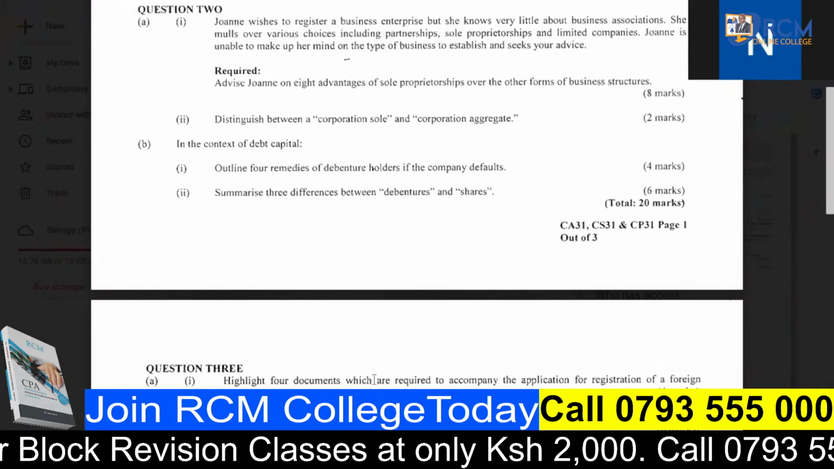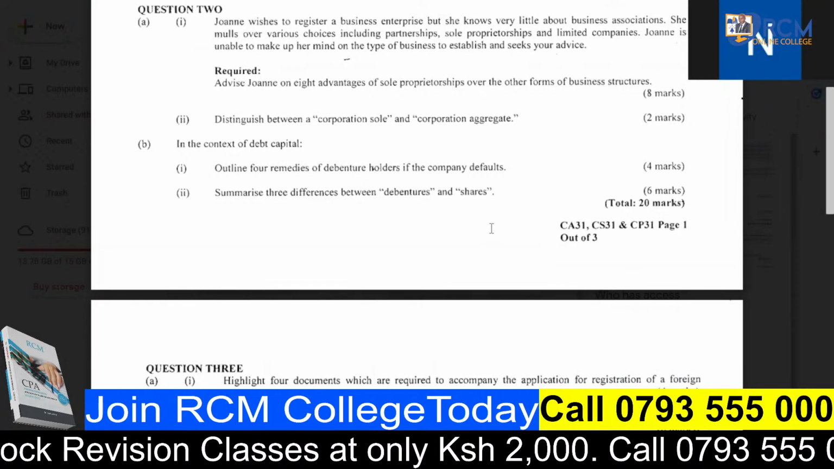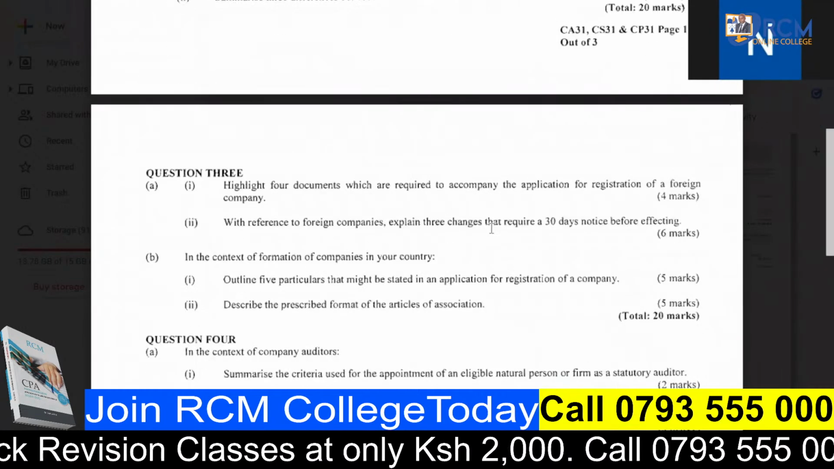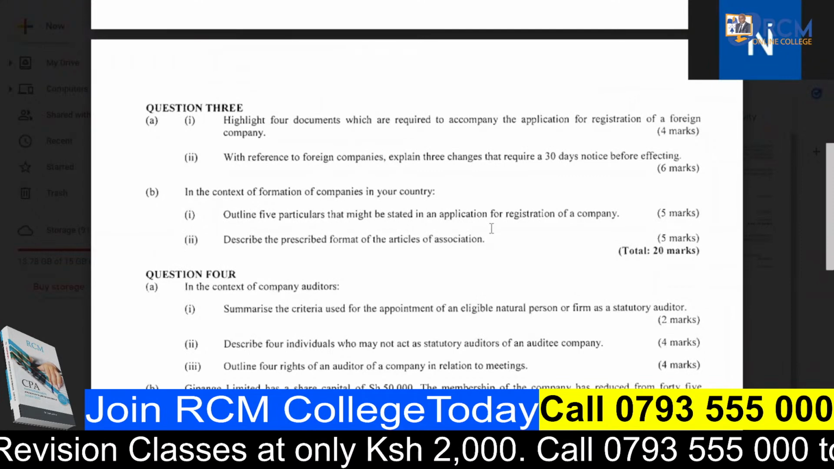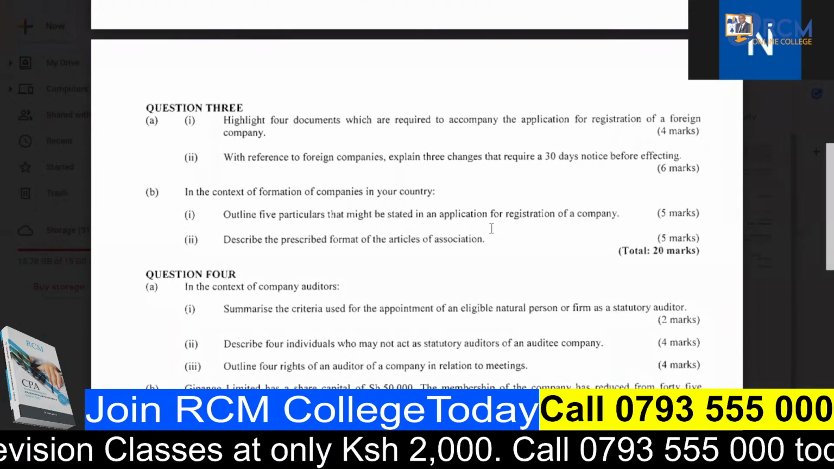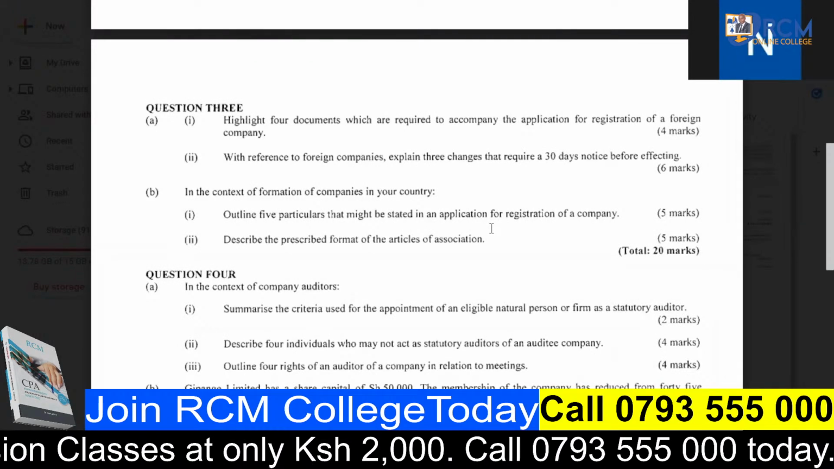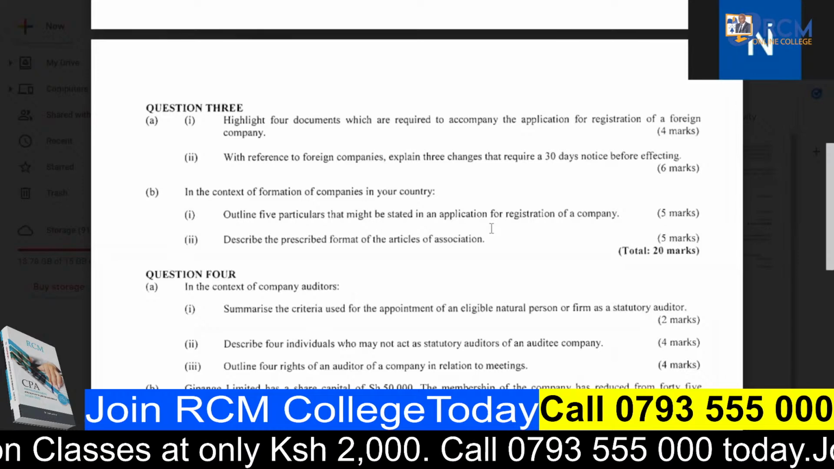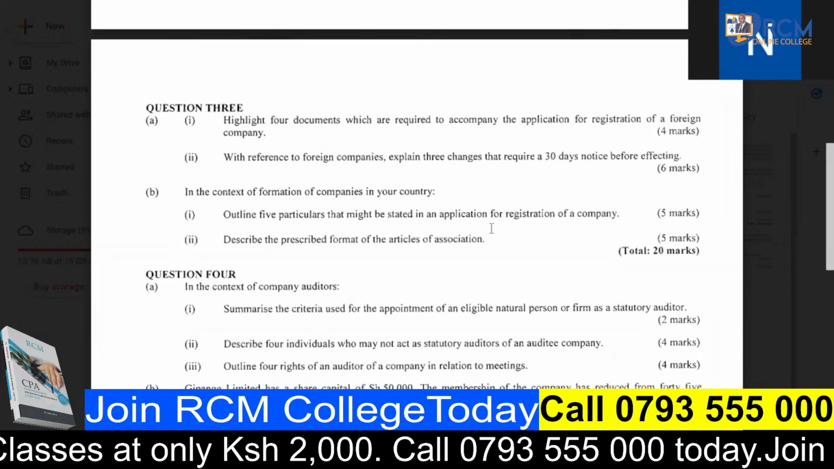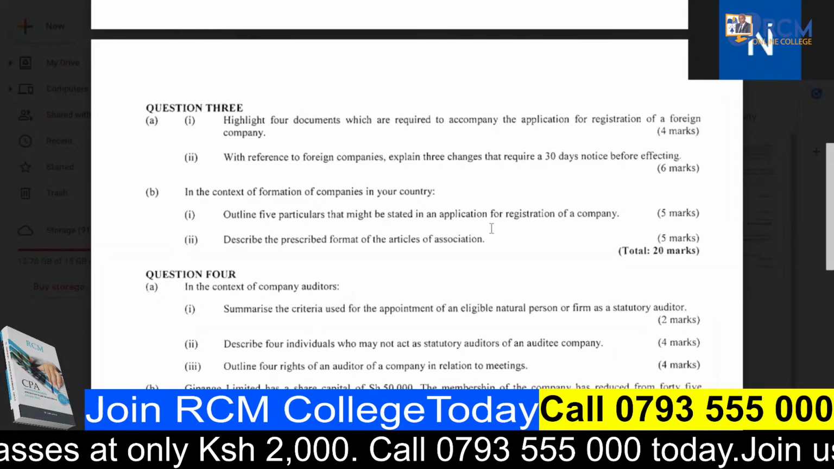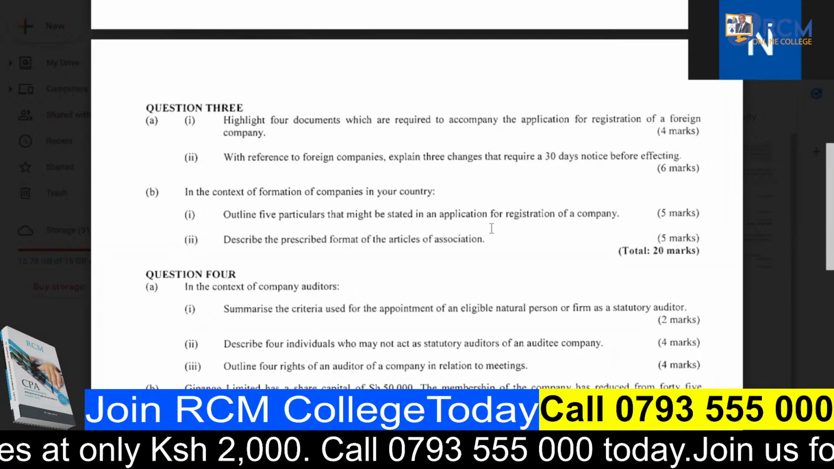Then part B, then we have part B there. So part B, it says in the context of formation of companies in your country, outline 5 particulars that might be stated in the application for registration of a company. So now in this case, they are not talking about a foreign company. They're just talking about a resident company that basically wants to register. So what will basically be some of the particulars that are supposed to be stated in the application for registration of that particular company.